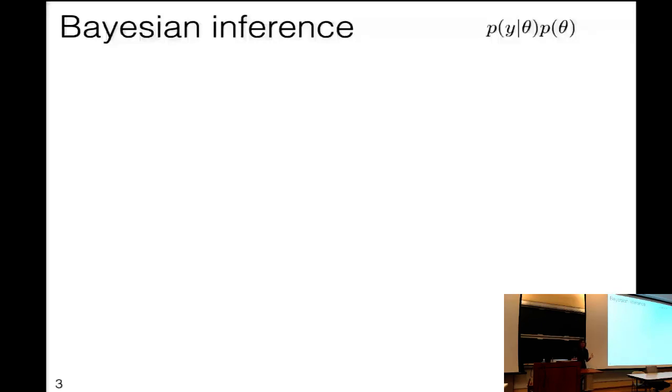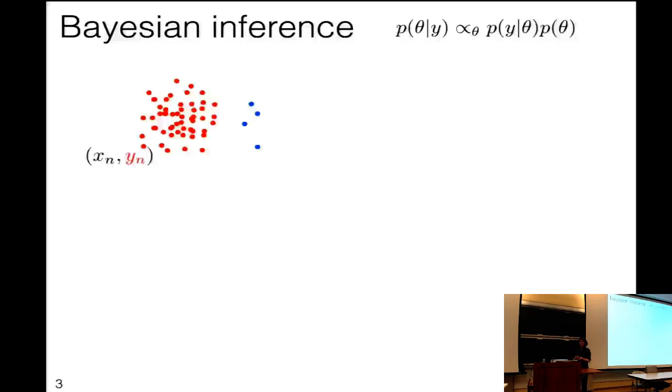Then we collect some data, let's call it y, and we have our likelihood that relates y to our parameter theta. And then finally, we just apply Bayes' theorem, just a fact of probability, to say what do we know about theta after having seen the data y.